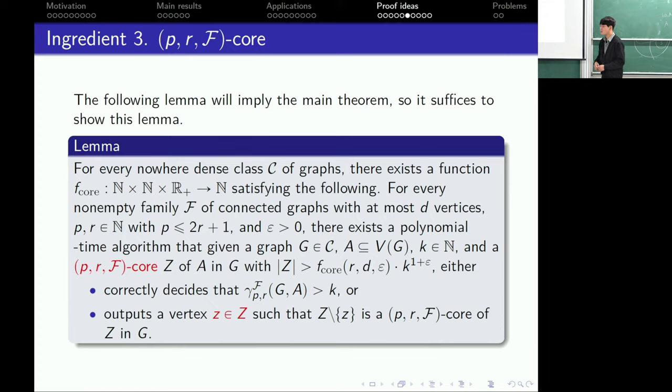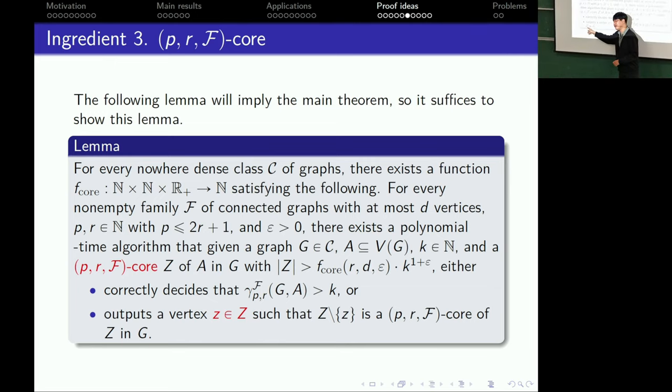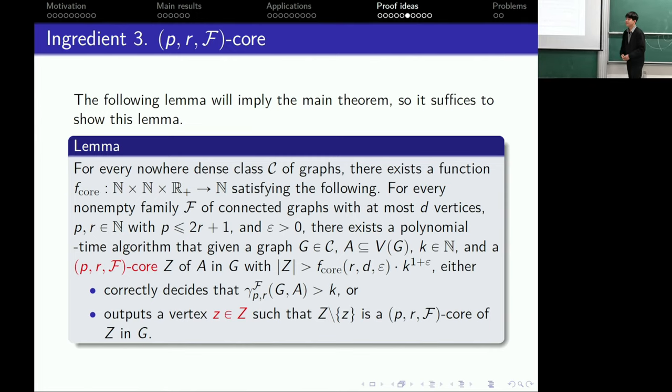Is being a core a transitive thing? It's not transitive. What I mean is, in the output you say G minus z is a core of G, and then G is a core of A, right? So do you want to say that G minus z is a core of A? It's actually A, but you can reduce it to G. You can think of it as A. That's a good question. I see. So the current one, because Z is a core of A.